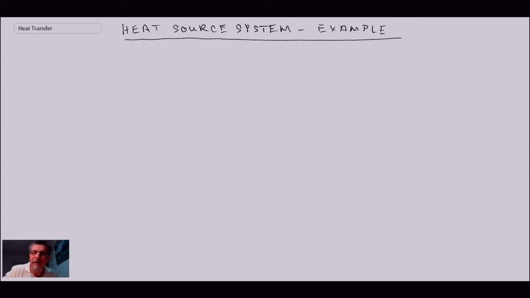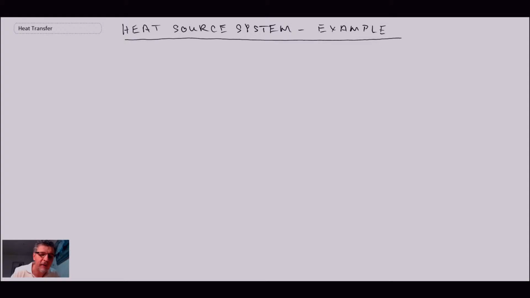Okay, so what we're doing, we're looking at heat source systems. And what we are going to do is work an example problem involving heat source systems. So I'll begin by writing out the example problem. This will be an application involving rectangular coordinates. We'll be looking at a plane wall or a slab.